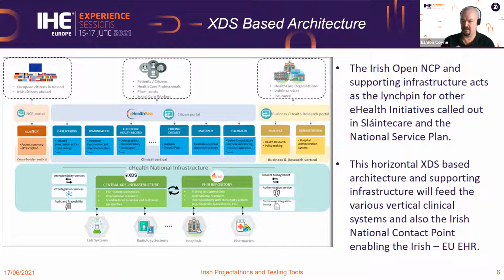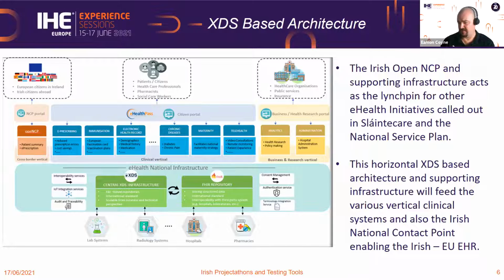So we can see in the upper left-hand quadrant here the national contact point, the conduit for exchange of information for cross-border purposes. But then as we go across in the middle, the national prescribing, and the architecture that we derived and devised is core and central to the national prescribing project that's being developed right now. Immunization, electronic health record, chronic diseases, maternity, the list goes on. Then once you build up the clinical coded rich data documents, that affords the basis for the analytics and the administrative side.